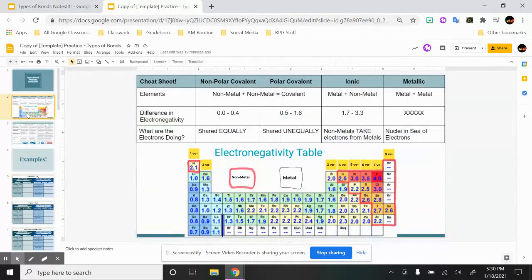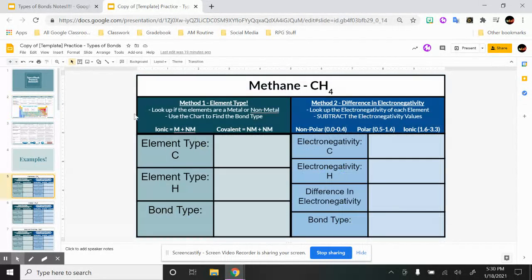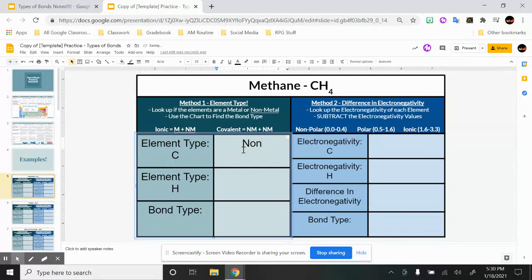I'm going to go look at my little periodic table and I outline the ones that are nonmetals in red. So carbon is a nonmetal and hydrogen is a nonmetal. They're both nonmetals. So when I have two nonmetal atoms, that is going to be a covalent bond. Nonmetal plus nonmetal is covalent. Now, the other way I can find the type of bonds gets me a little bit more information.